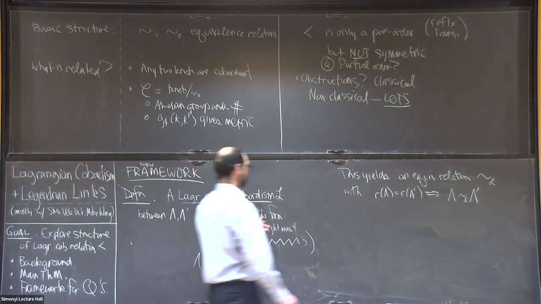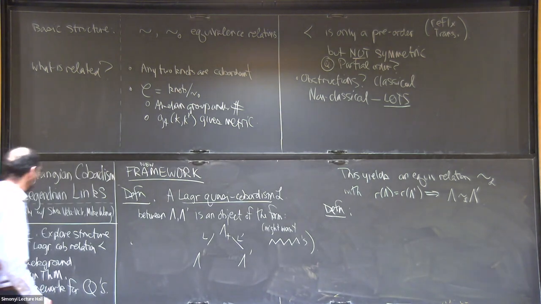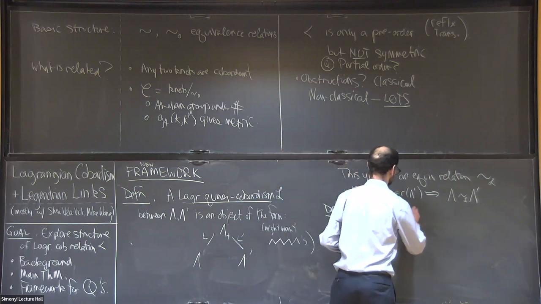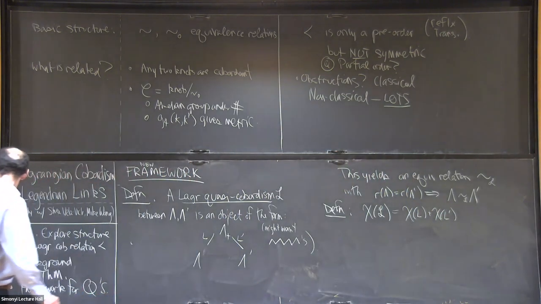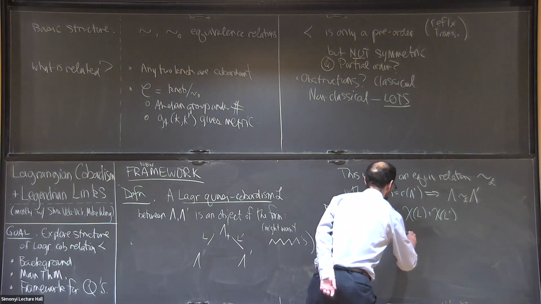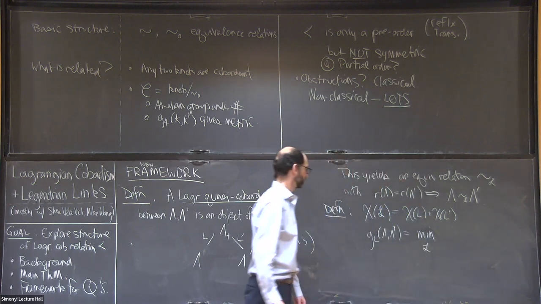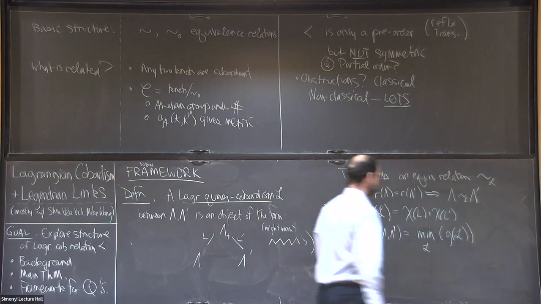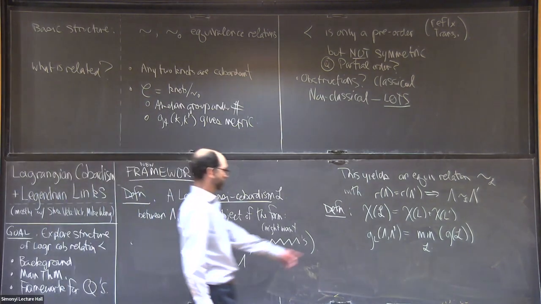But then we can go a little further and get to the really interesting part, and we can define the Euler characteristic of a quasi-cobordism just to be the sum of the Euler characteristics. Then we can define the minimal Lagrangian genus between two Legendrian knots to be the minimum over all Lagrangian quasi-cobordisms between these two of the genus of the quasi-cobordism.